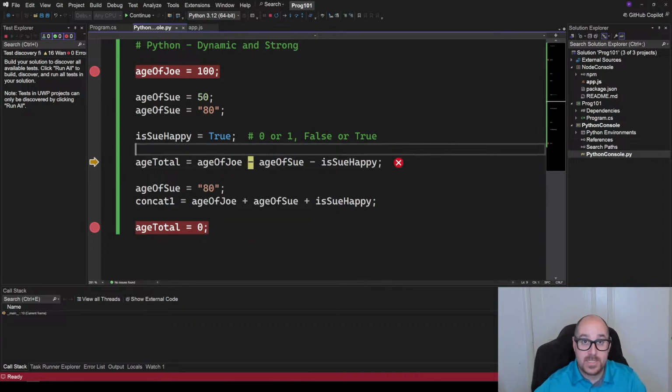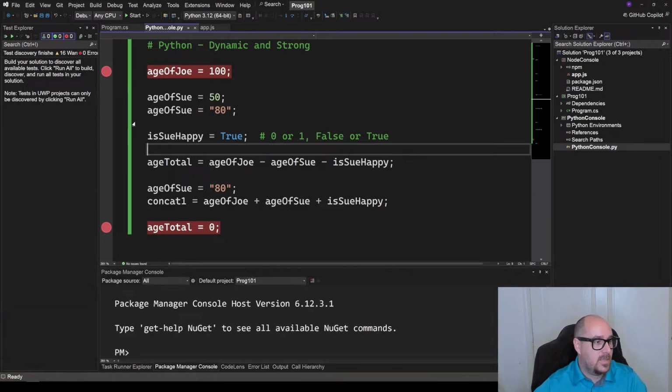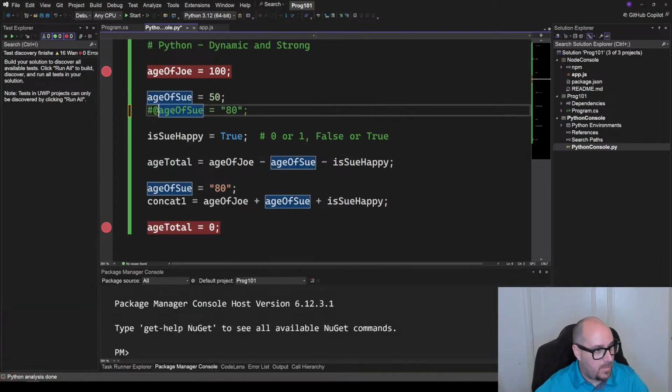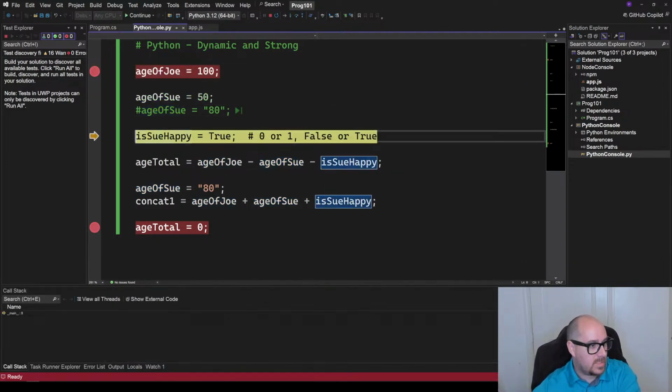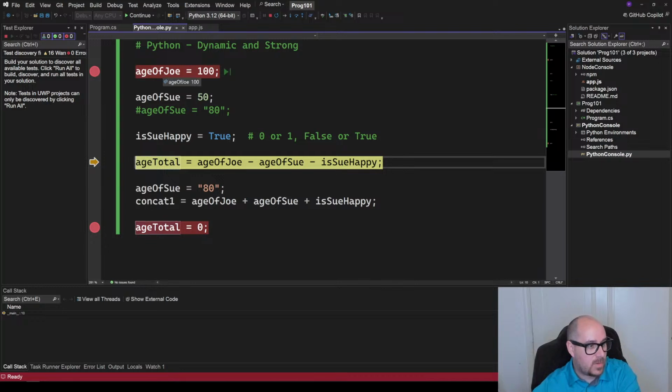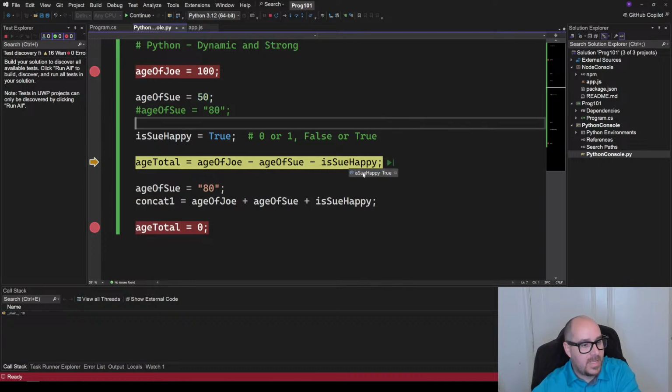So that means it's a strongly typed language. So let's go ahead and comment this out. In Python, the comment is the pound sign. I will run it, and we will see that we have age of Joe is 100, age of Sue is still the 50 number now. It's no longer the string, and is Sue happy is true. It's a Boolean called true.